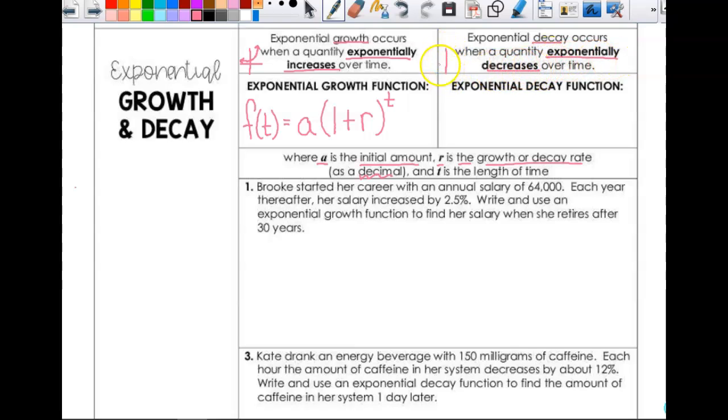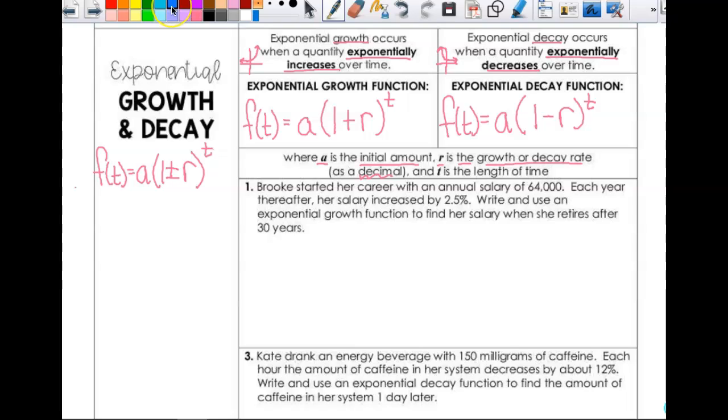All right, so exponential decay occurs when a quantity exponentially decreases. So parent function wise would look like this. So the only difference would be it's still f of t equals a times 1 minus r to the t power. So sometimes you will see this written as just f of t equals a times 1 plus or minus r to the t power. It's the same thing, it's just saying you have to decide if you're going to add or subtract. Okay.